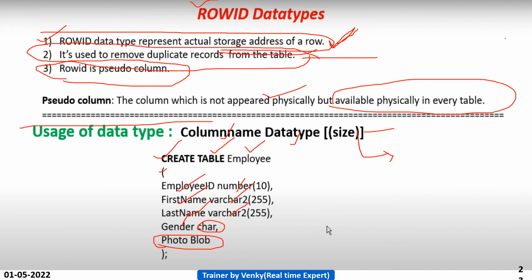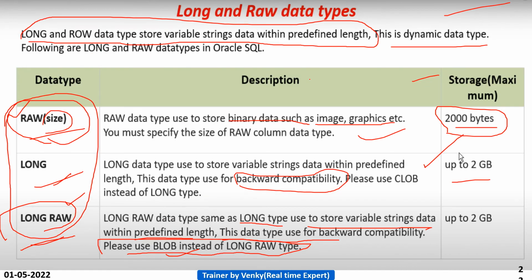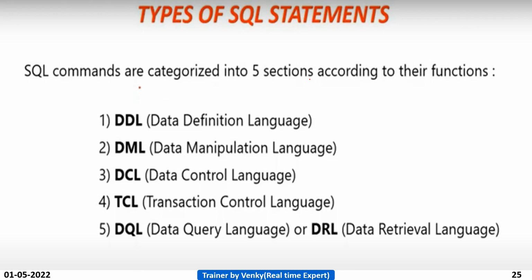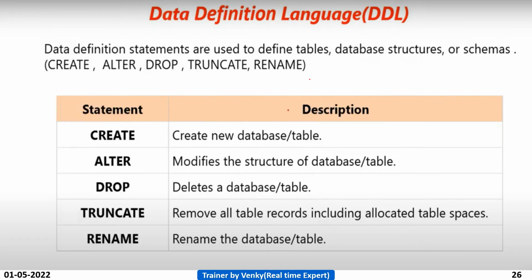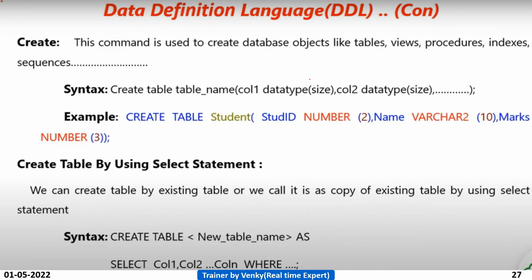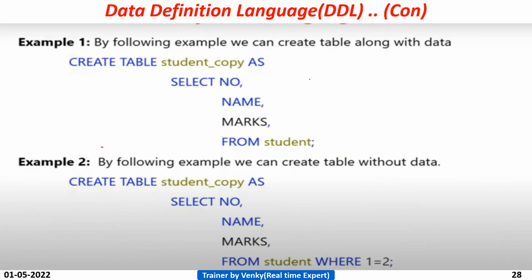In the next day sessions, we are going to discuss each command very deeply. We can discuss the types of commands, the sub languages. So five languages we have: create, alter, truncate. These are all the things we can discuss tomorrow.